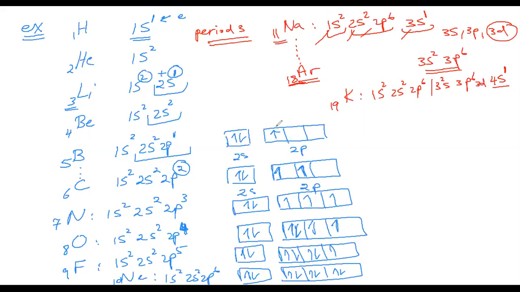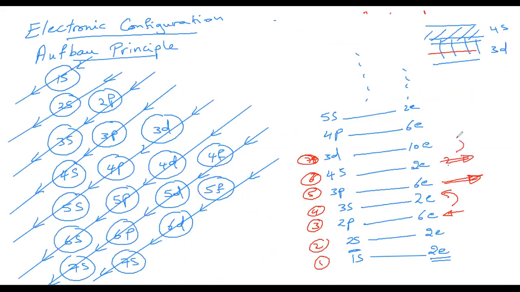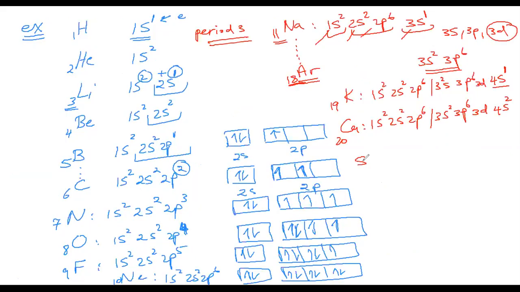Now comes calcium, which is 20. The electronic configuration will be 1s2, 2s2, 2p6, then 3s2, 3p6, 3d is empty. We start to fill with 4s2. After the 4s is finished by its 2 electrons, then we go to the 3d to start to fill it. And this is the start of the transition metals, starting with scandium 21, where we fill the 3d.